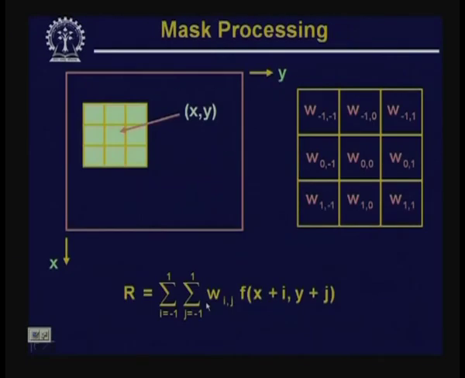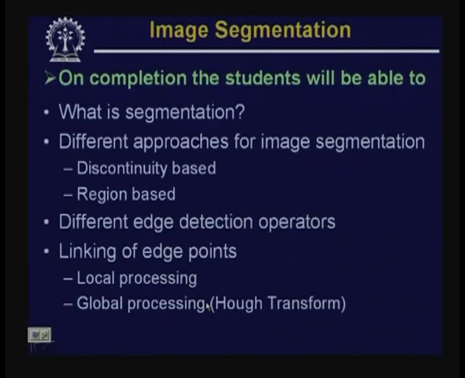So, in today's discussion, we will see what is image segmentation. We will talk about different approaches of image segmentation, and we will see that image segmentation is mainly categorized into one of two categories. The segmentation is either discontinuity based or region based.